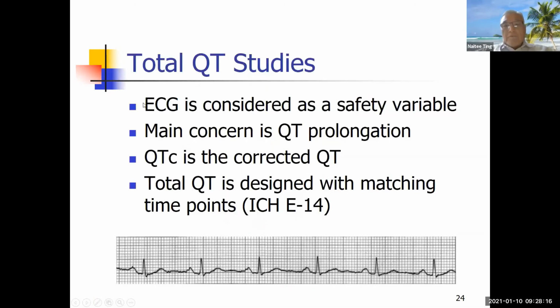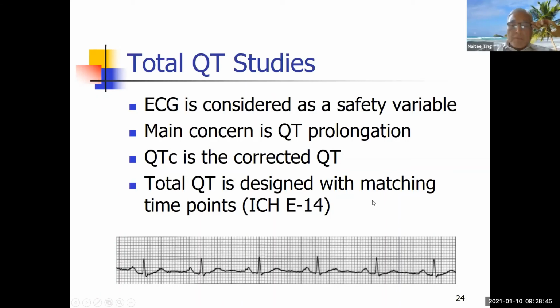Now, if you look at the thorough QT study, they call it TQT. Somebody calls it a thorough QT study, same TQT. ECG is considered a safety variable, and the main concern is QT prolongation. QTc is the corrected QT. And TQT is designed with matching time points. Look at ICH E14. So that's your ECG curve.